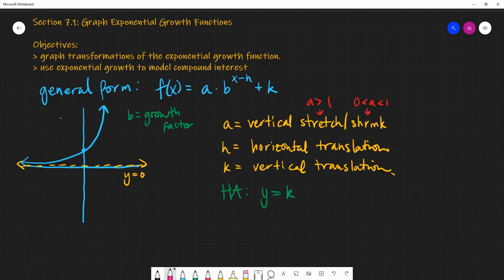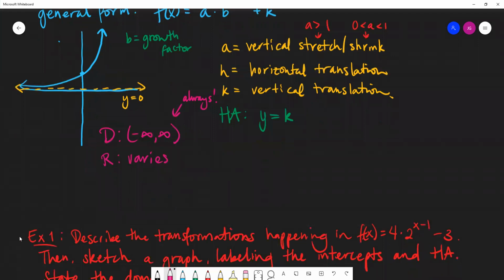A few more things. Our domain is always negative infinity to infinity, all real numbers. So this one is an always type of deal. Now the range, we don't have a set one, so we're just going to put that it varies. It's going to be different with every problem and every function that we see. Let's go ahead and graph one just to see.